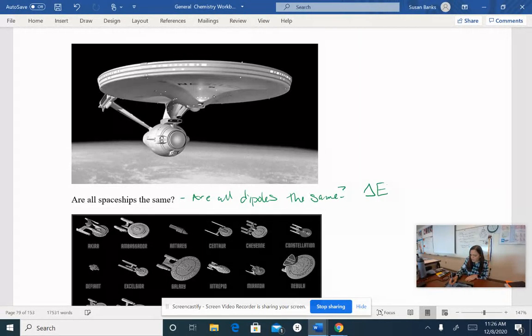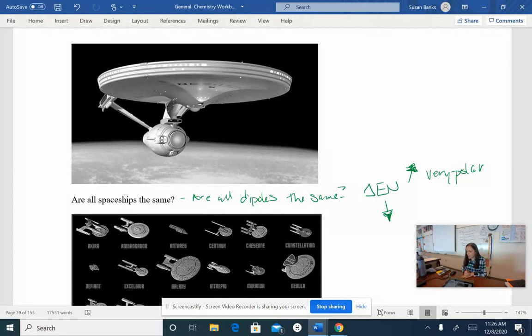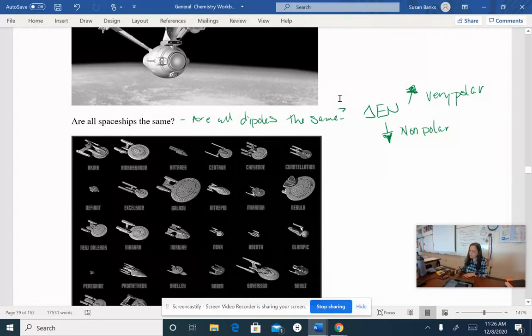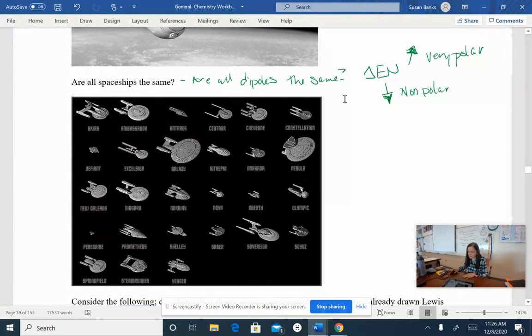Sometimes the difference of electronegativity is really large. And if that difference is really large, then I have a very polar molecule. Sometimes the electronegativity difference between the atoms that are in that bond is very, very small. And if it's so small, then it's not even really polar. This would be a nonpolar molecule, even if I do have a difference. If that difference is very slight, then it's going to be nonpolar. So basically, we've got a scale here.